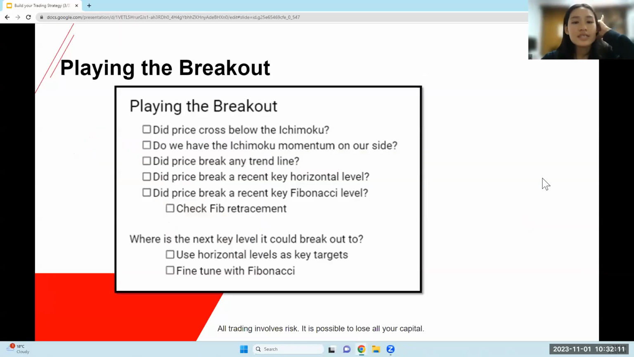Next, let's look at playing the breakout. When we play the breakout, we mean crossing below the Ichimoku cloud, and whether the momentum is in accordance with your analysis. Did price break any trend line? Did it break any recent key horizontal level, or key Fibonacci confluence areas? And where is the next level that it could break out to? And then we fine tune it with Fibonacci levels and support and resistance areas.